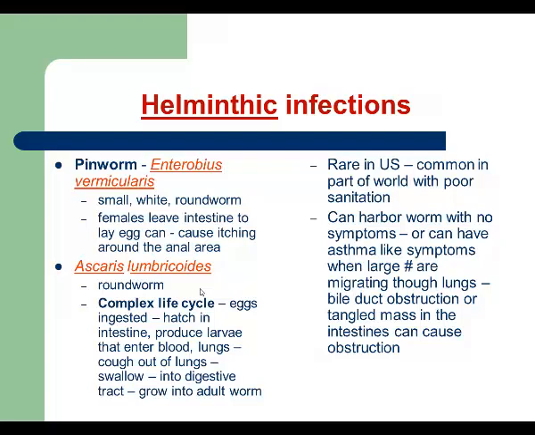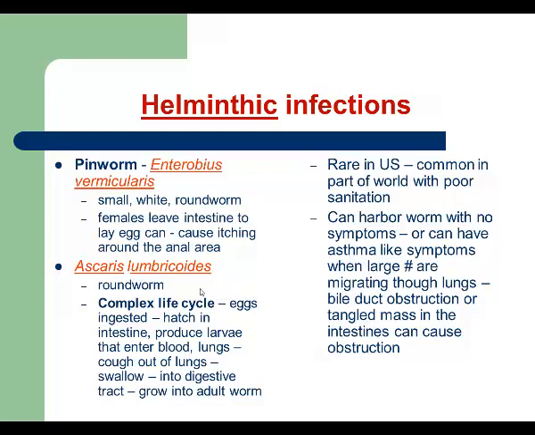Larva is motile. It can move into the bloodstream, into the lungs, and actually those patients, if larva gets into lungs, cough larva out of lungs and then swallow it back into the GI tract, where the worm continues growing and develops into an adult worm. Adult worms start producing eggs.